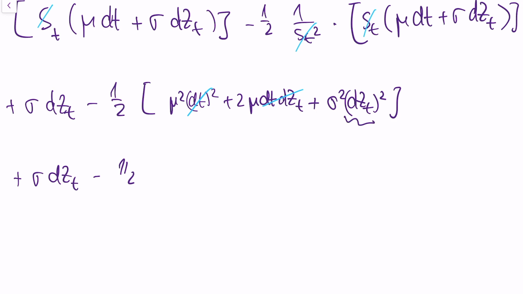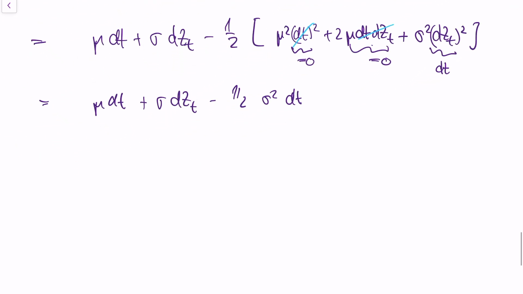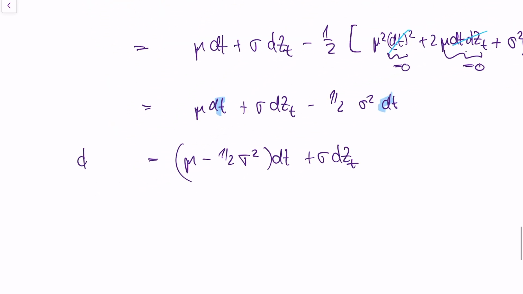And I told you that dZ_t squared is actually equal to dt. If you don't remember that, watch my last video. So what survives from this, since this is 0 and this is 0, is minus a half sigma squared dt, right? And I further simplify by collecting the terms in dt. So what we get is mu minus a half sigma squared dt plus sigma dZ_t. And this is equal to the change in the log of S_t.